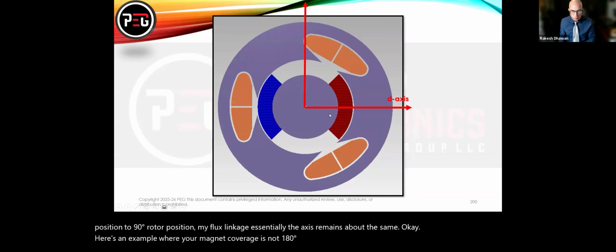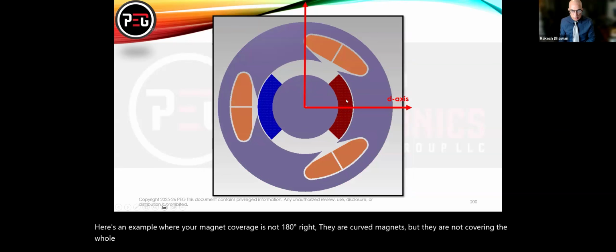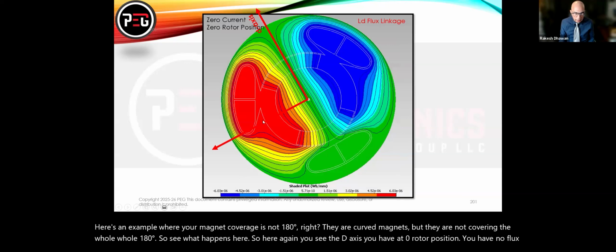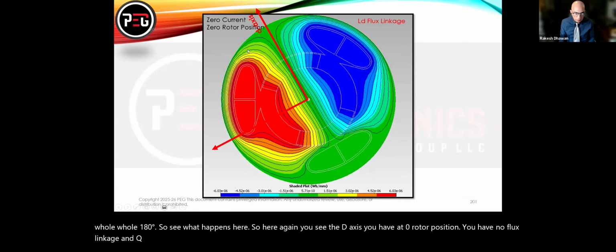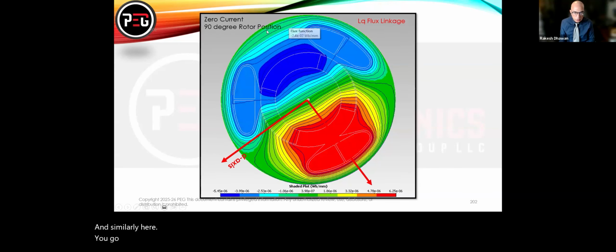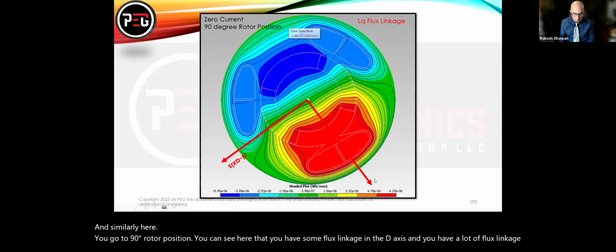They are curved magnets, but they are not covering the whole 180 degrees. So see what happens here. Here again, you see the d-axis, you have at 0 rotor position no flux linkage, and the q-axis hogs all of the flux here, okay? And similarly here, you go to 90-degree rotor position, you can see that you have some flux linkage in the d-axis, and you have a lot of flux linkage here in the q-axis, all right?